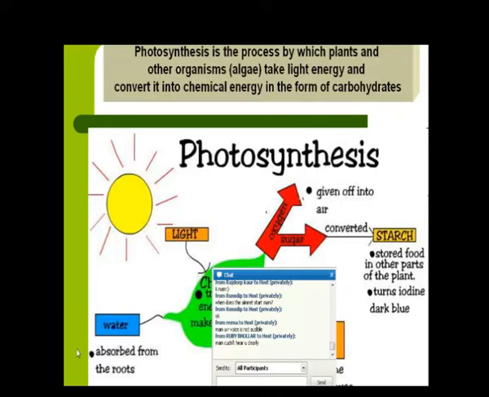Now, this entire reaction, CO2 plus water, will give you glucose and oxygen and a few water molecules. In this entire reaction, your carbon dioxide is being reduced to glucose and your water is being oxidized to oxygen, right? What is the process of oxidation and reduction? In terms of electrons, loss of electrons is oxidation, gain of electrons is reduction.